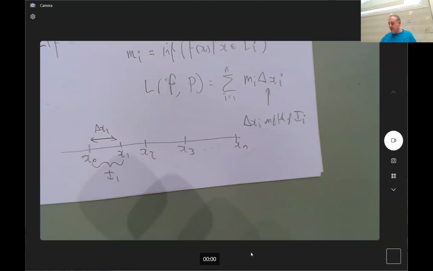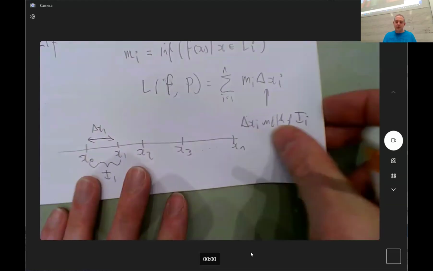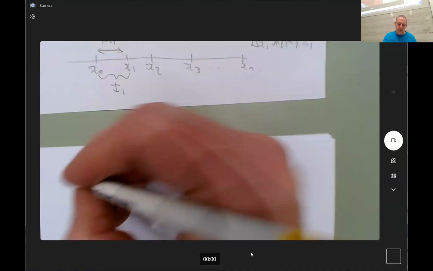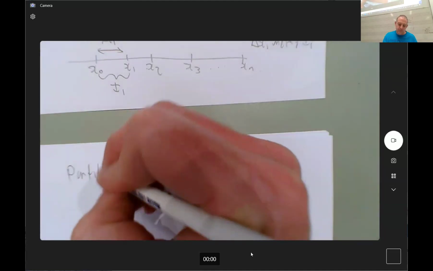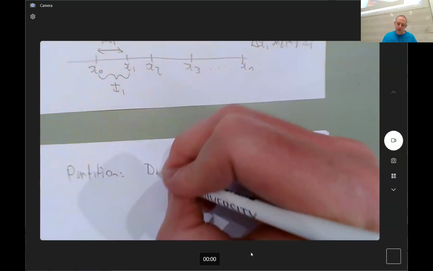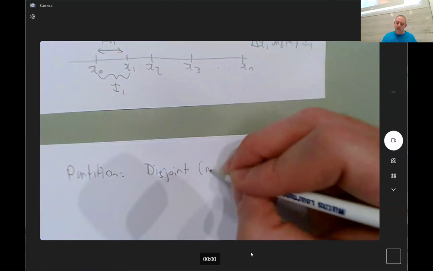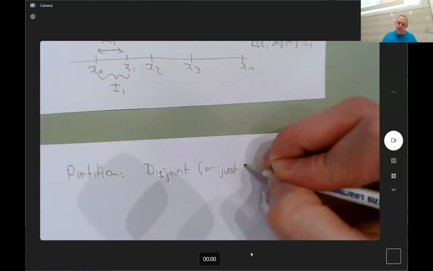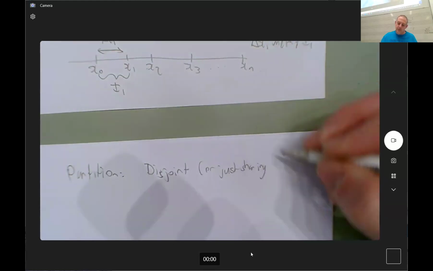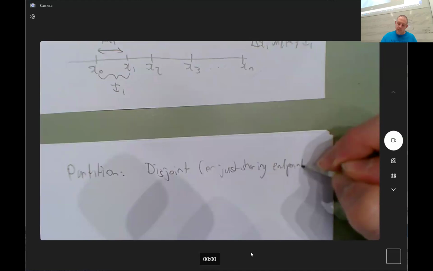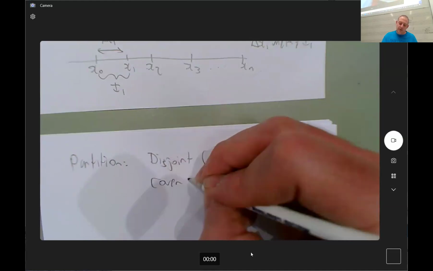So it has to cover everything, and they have to be disjoint. Well, they're allowed to share their endpoints: the beginning of one is the end of the previous one. So we're just going to add that to the thing, a partition. Disjoint, or just sharing endpoints. And it has to cover everything.